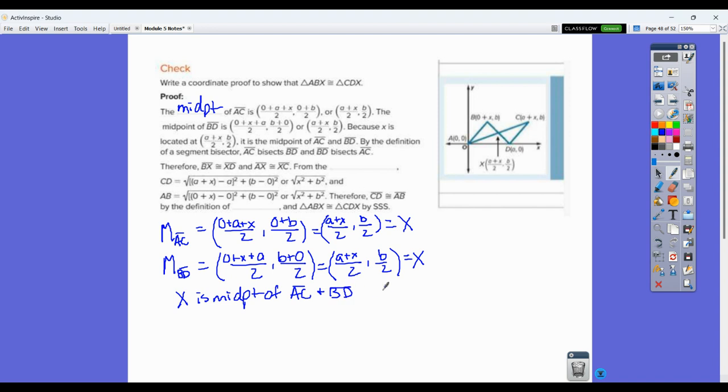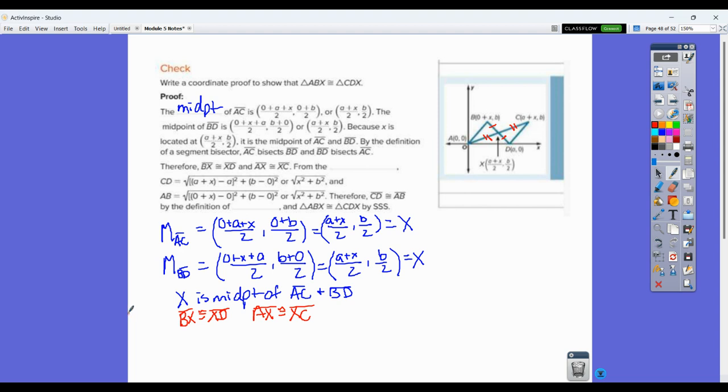Okay, and really it's by what you have up here, but it's by your midpoint formula that's allowing you to say that. So we've got to that step. By the definition of a segment bisector, we have some bisectors in here. Therefore, this allows us to say that BX is congruent to XD, and we can say that AX is congruent to XC. So we've got that congruence as well.